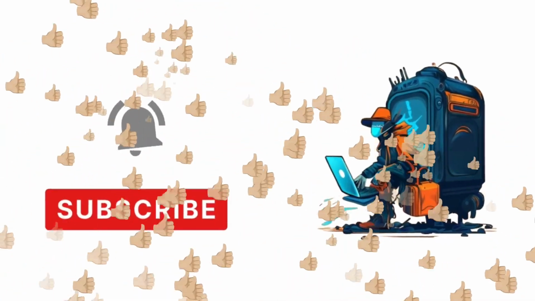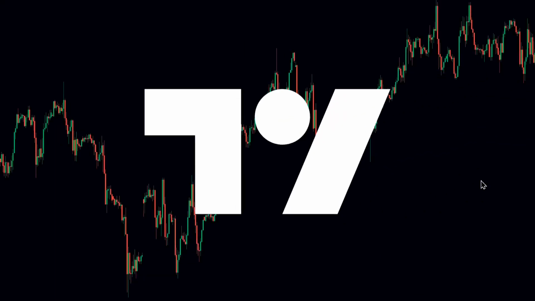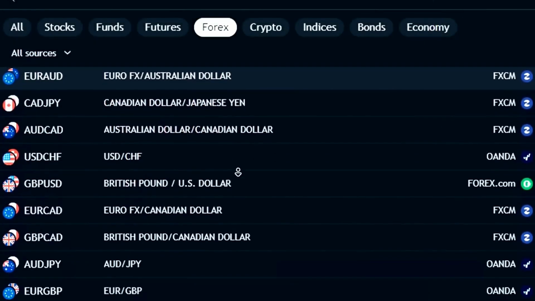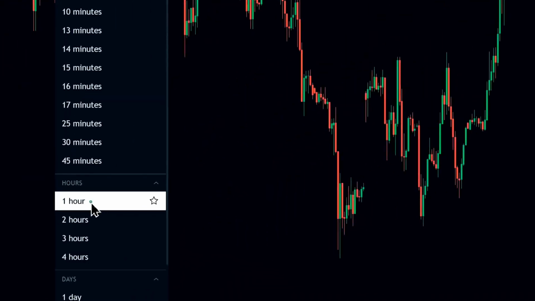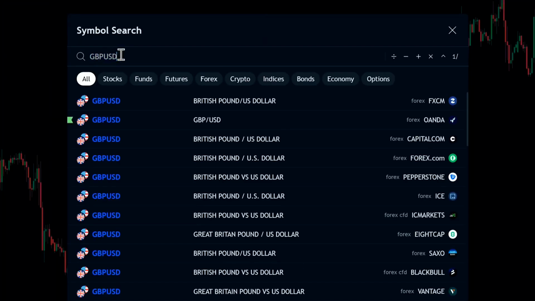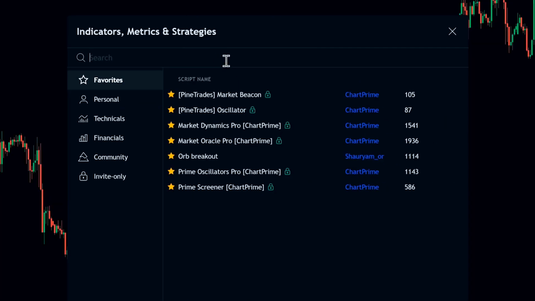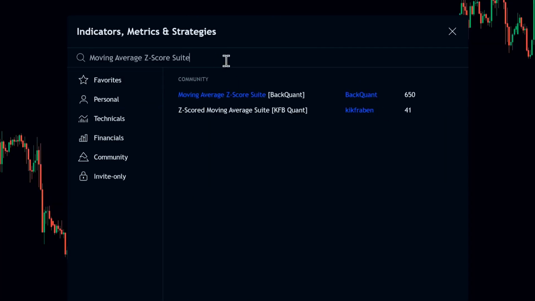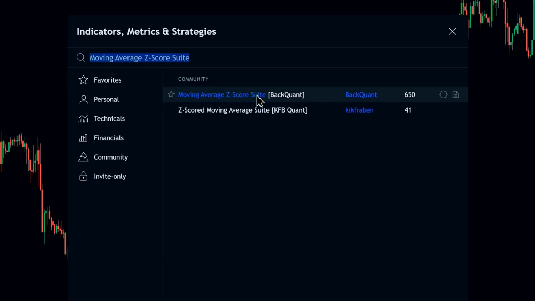Now, let's dive in. To get started with this indicator, head over to TradingView and open any trading asset you prefer, on any time frame. For this demonstration, I'll be using the 1-hour time frame with GBP USD. Next, click on Indicators and search for Moving Average Zcore Suite. Look for the one created by this amazing scripter.